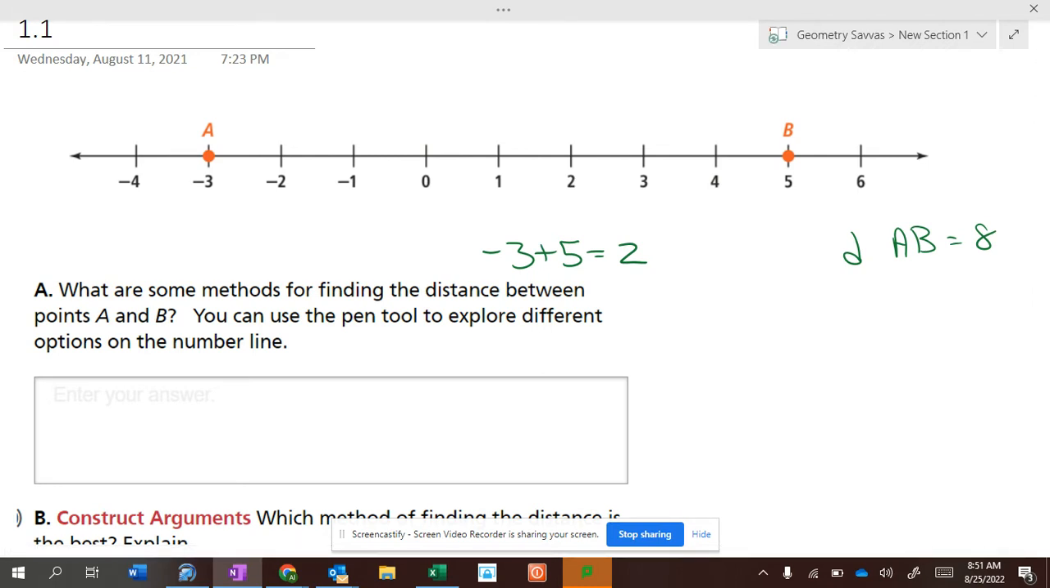Not quite. You're in the right ballpark, Donovan, but we don't add them. How about we subtract them? Okay. What's negative 3 minus 5? It's not 8. It's negative 8. There's an issue here.